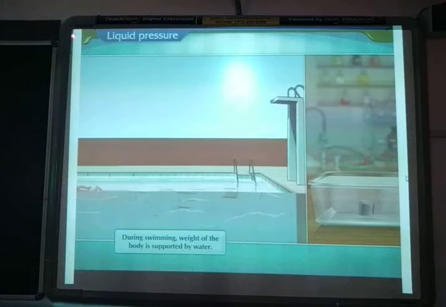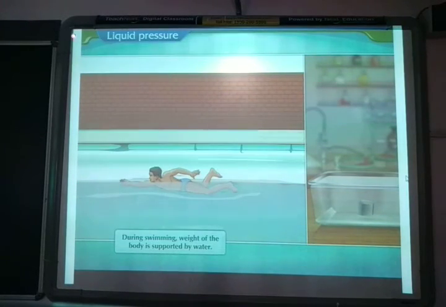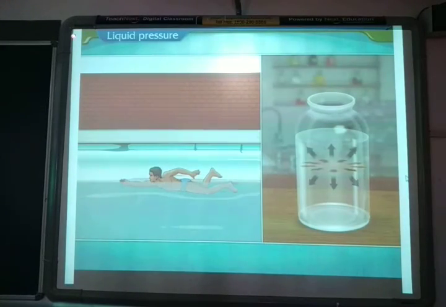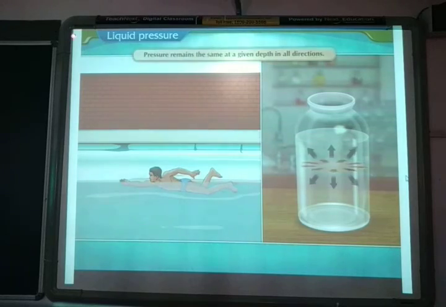During swimming, the weight of the body is supported by water because of the high liquid pressure on the lower surface of the body compared to the pressure on the upper surface. If this difference in pressure is more than the weight, the body floats, else the body sinks in the liquid. Hence, it is clear that at a given depth, pressure remains the same in all directions.